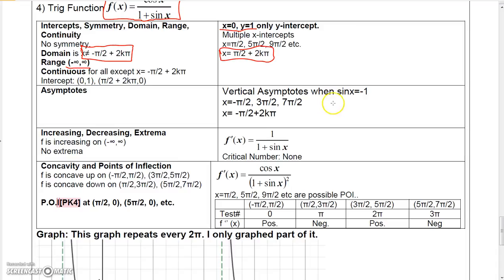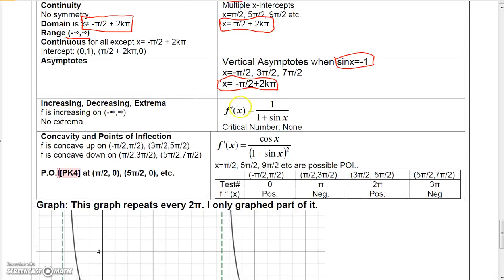Okay, so we know that we get a vertical asymptote when sine of x equals negative 1. I've already mentioned that. That's going to happen at places like minus pi over 2, 3 pi over 2, 7 pi over 2, and so forth. So basically that's going to happen at minus pi over 2 plus 2k pi. Now if we take the first derivative, we just get 1 over 1 plus sine x. And so we're not going to get any critical numbers. And you know, sine x is actually going to go between negative 1 and 1.